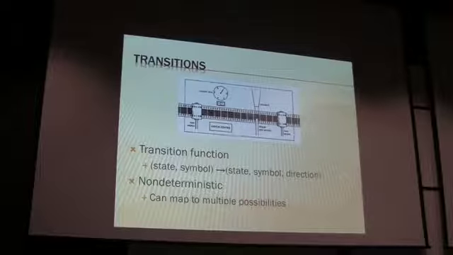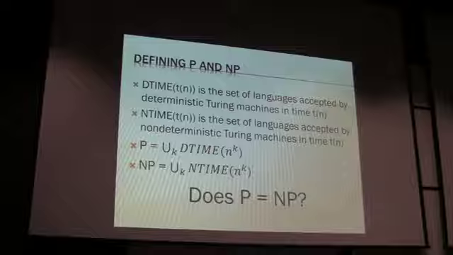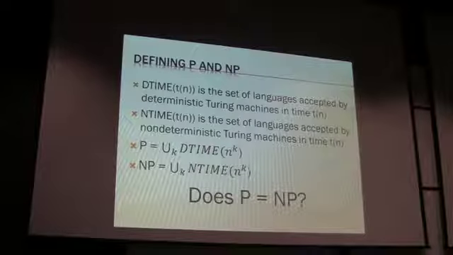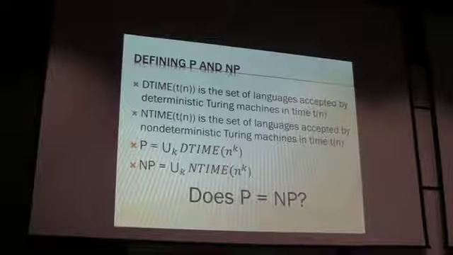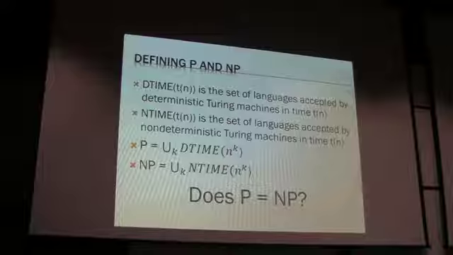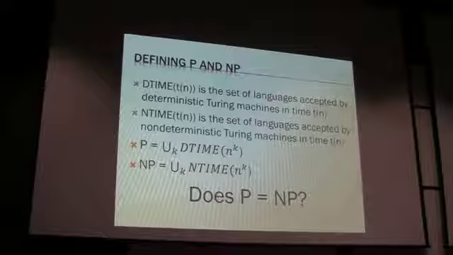Okay, so now we can define efficient computations. N here represents the size of the problem you want to solve. And then we can define what we call classes of languages, classes of problems. DTIME of t(n) is the set of languages accepted by deterministic Turing machines that run in time t(n), where t is some reasonable function, and NTIME of t(n) is the same thing for non-deterministic Turing machines.